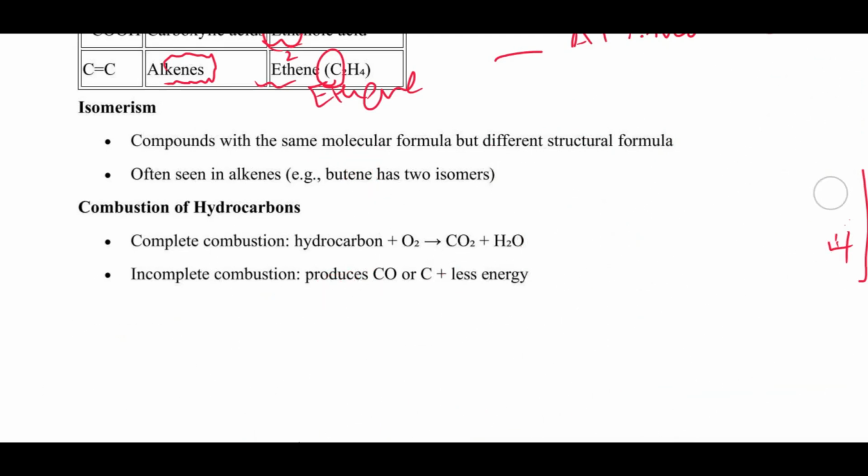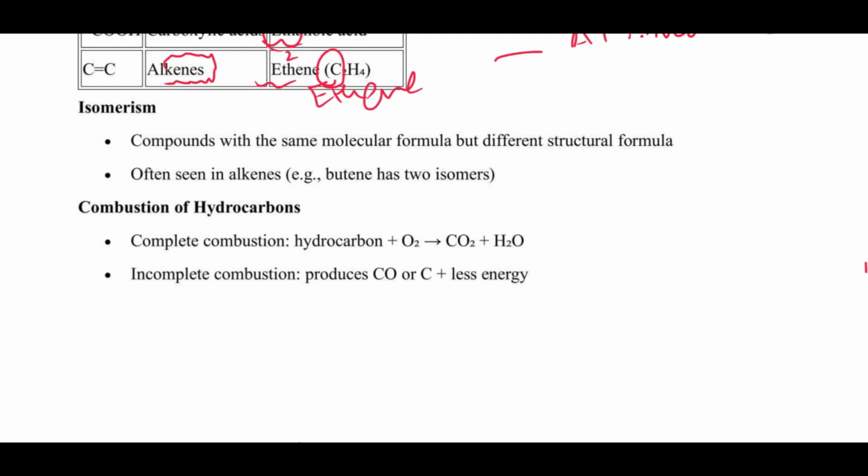Most of the time in alkenes, we have structural isomers. Okay. So the compounds that have 3 or 4 carbons or more than 4 usually make structural isomers. Now let's see the combustion of hydrocarbons.